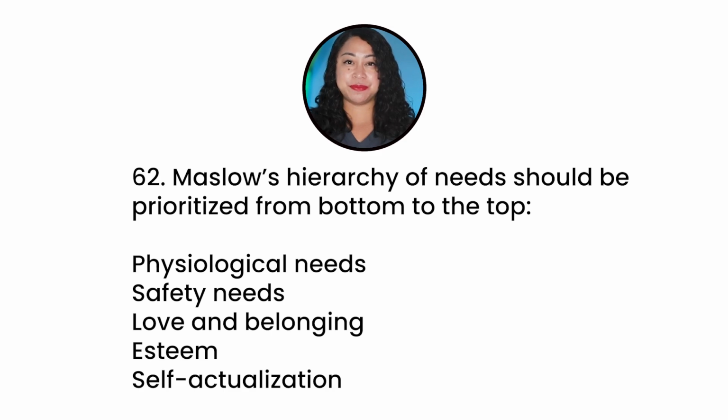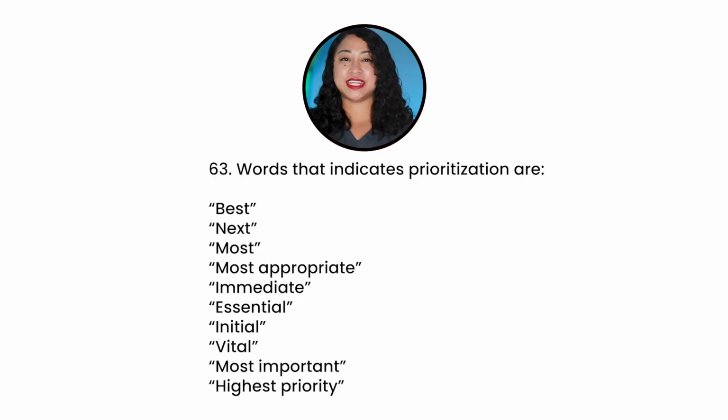Statement 62. Maslow's hierarchy of needs should be prioritized from bottom to the top: physiological needs, safety needs, love and belonging, esteem, self-actualization. Statement 63. Words that indicate prioritization are best, next, most appropriate, immediate, essential, initial, vital, most important, highest priority.